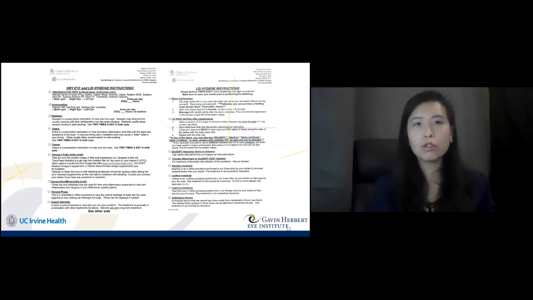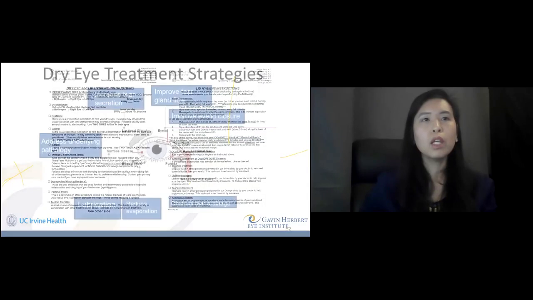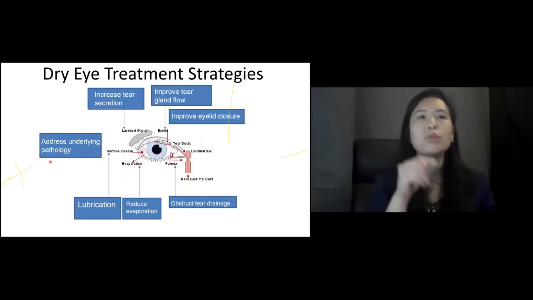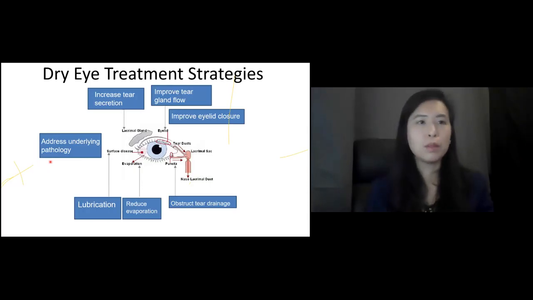So it's a personalized treatment, and I'm going to talk about a lot of different things today, and whether that is right for you, you have to determine that with your doctor. But I just give you kind of an overview of how I think about treatment strategies in general. So I would say the most important thing is this: to address the underlying pathology. What is the root of your dry eye? We got to get to the root of the problem, not just cover up the symptoms.